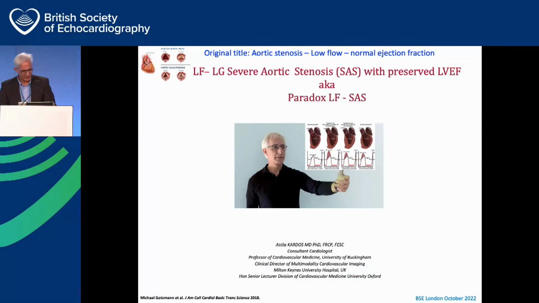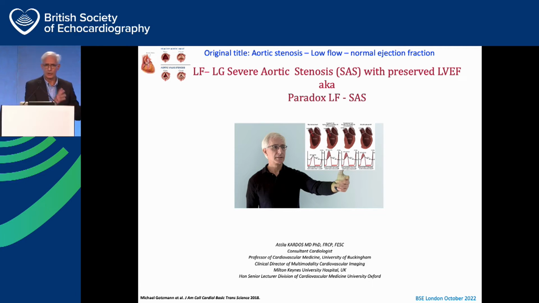Right, chairperson and colleagues and attendees. The title I was given today to talk about was aortic stenosis, low flow, normal ejection fraction. I was thinking, what can I do with this? It's one of the most boring topics one can be given to talk about. I try to translate it into really talking about low flow, low gradient severe stenosis.